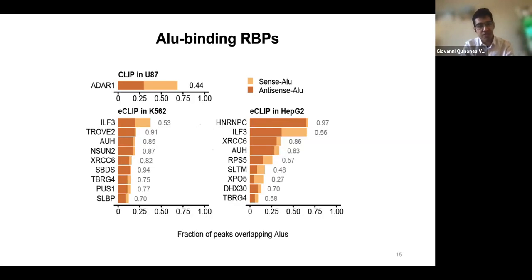Other RBPs, for example, HNRNPC, very frequently bind to Alu elements, but we observe that 97% of the time it binds to the anti-sense Alu. That means it shows a strong preference for the sequence of the anti-sense. So this would suggest that proteins like HNRNPC have a stronger binding motif rather than structure.